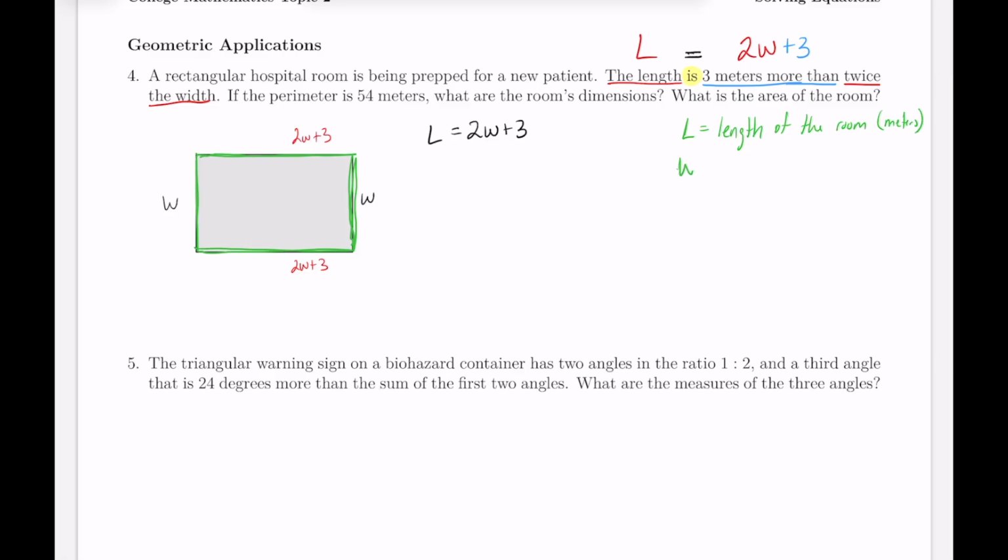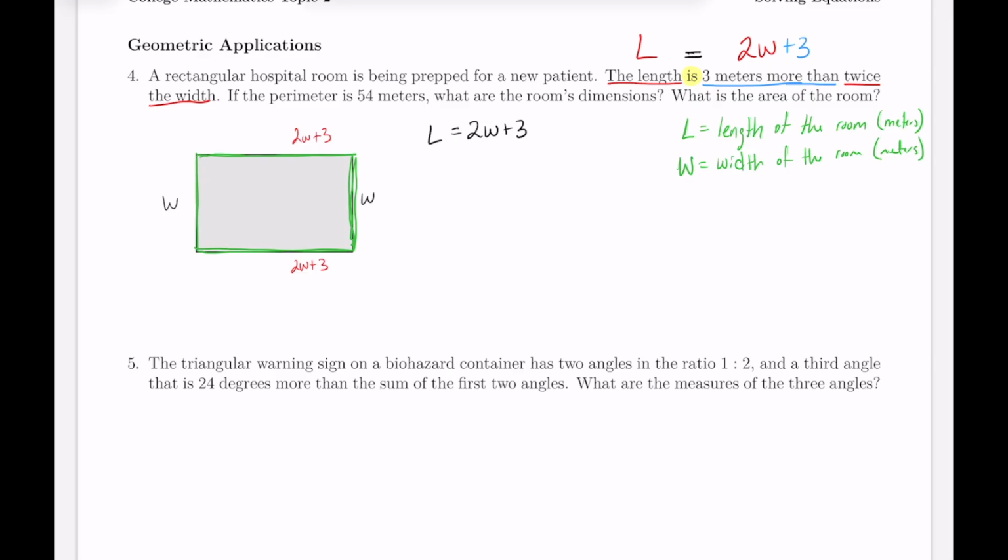And I'll say that W is the width of the room in meters. See, the reason we identify these variables is because the more variables we have, we want to make sure we know exactly what we're talking about, and we communicate that to anyone else that might need to look over our work or that we might have to explain something to.